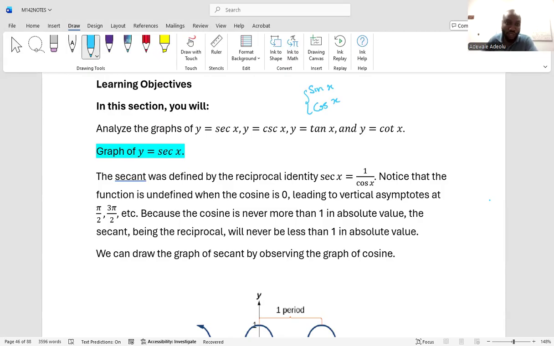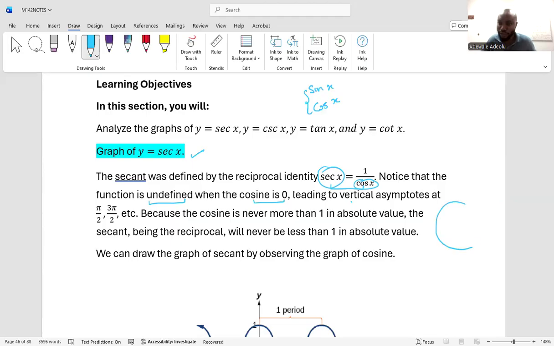So we'll start with the graph of secant of an angle, say x. Recall that secant of an angle is related to cosine of an angle by being the reciprocal of the other. Now, the first thing we'll notice is that we cannot divide by zero. So that means that the secant function will be undefined when cosine is zero.